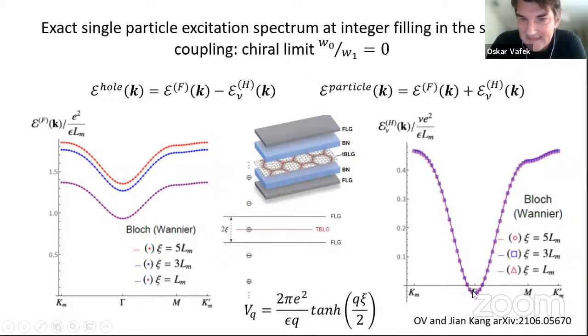Now, the Hartree contribution, the direct term, is plotted on the right here. Again, it has a minimum at gamma. Its width is set by the Coulomb interaction. But notice it has almost no dependence on how far I put away the gates, as long as the gates are at least one Moiré wavelength away from the twisted bilayer graphene, so one and above. So there is a big difference between the Hartree contribution and the exchange contribution in the dependence on xi, the distance to the gate.